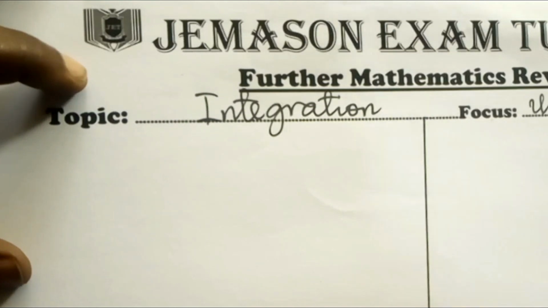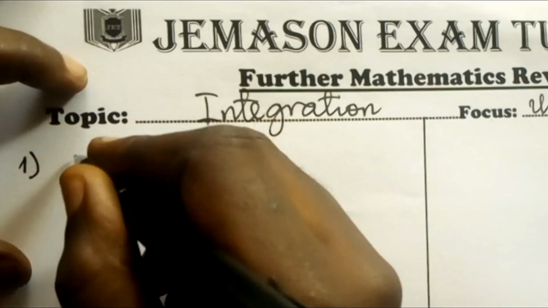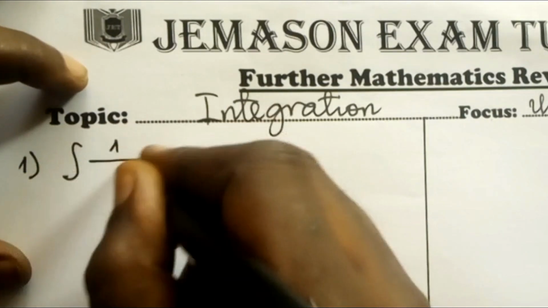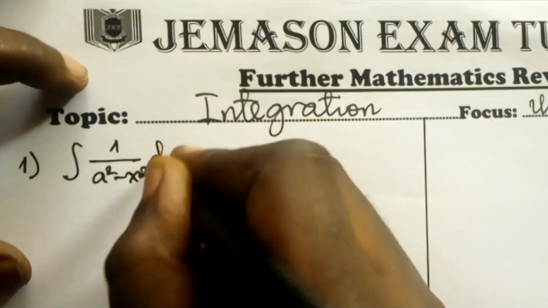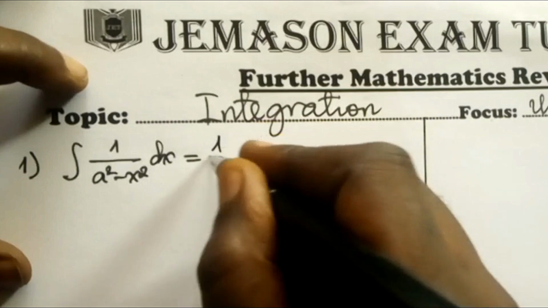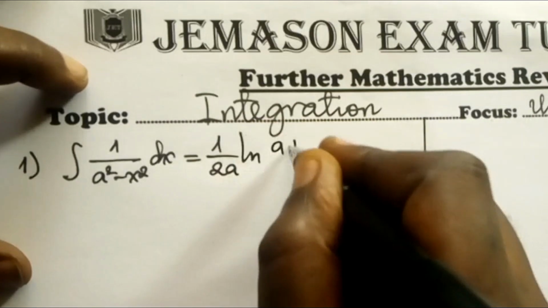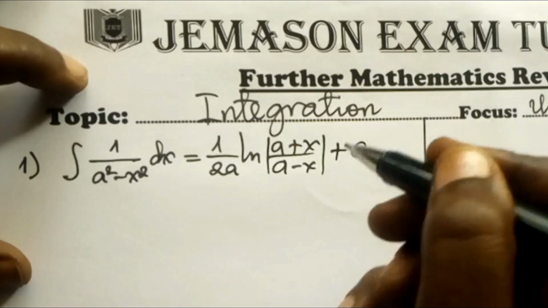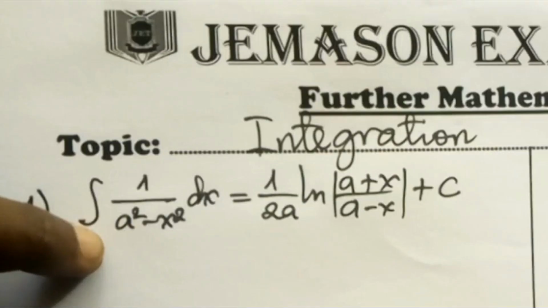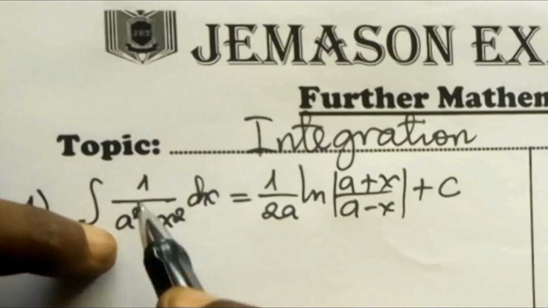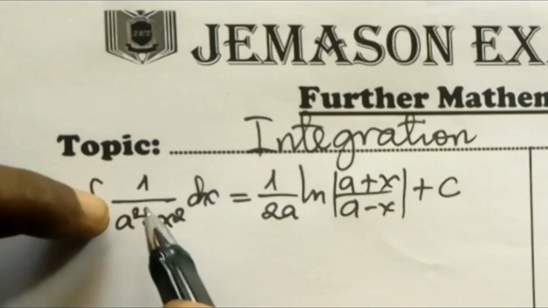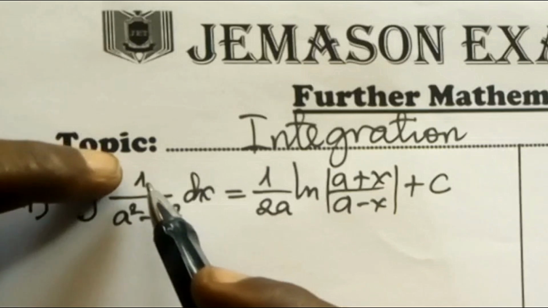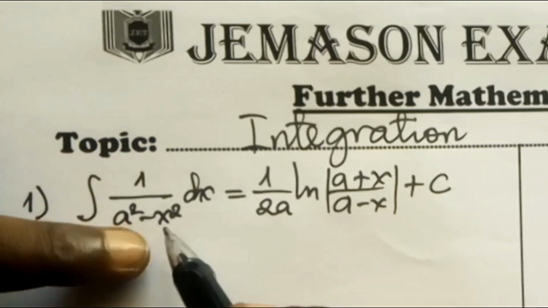In particular, we have the first case, the standard integral 1 all over a squared minus x squared dx, which is supposed to be 1 all over 2a ln of a plus x all over a minus x, plus the constant of integration. For you to use standard formulae, you would need to have arrived at an integral which is similar to a particular standard formula. This case has to be where you have a rational function having a real constant at the numerator and difference of two squares at the denominator.